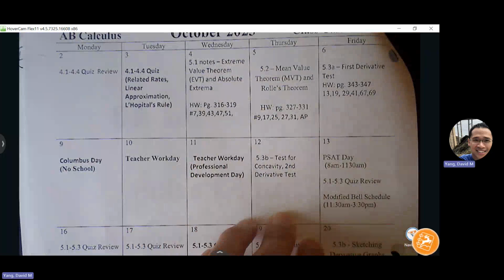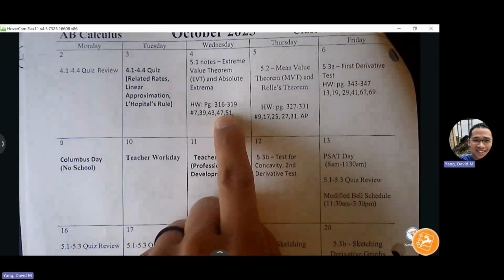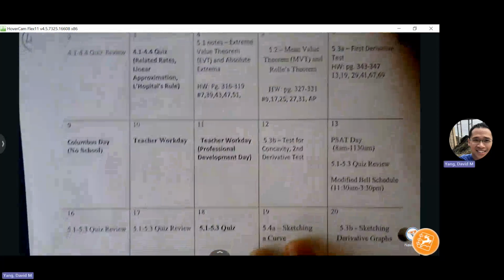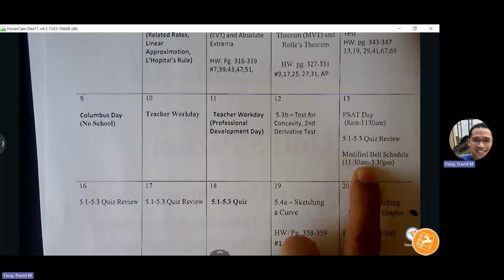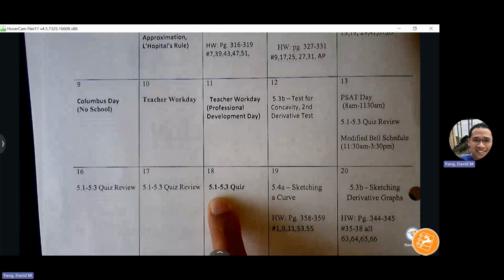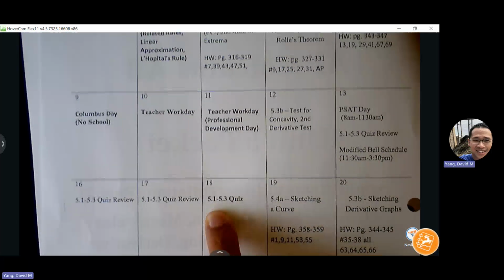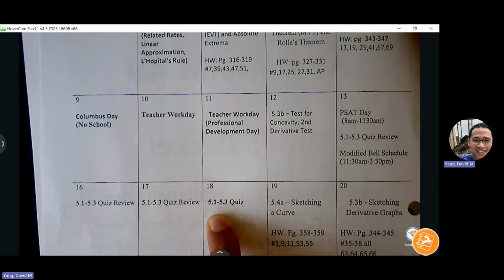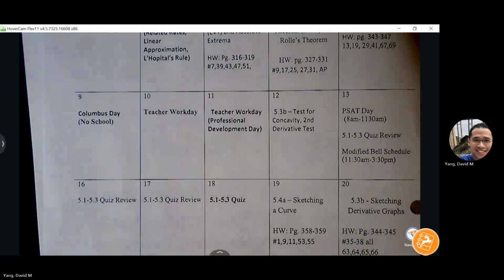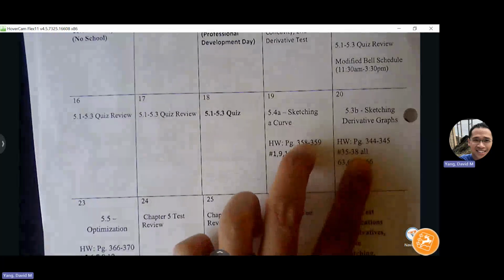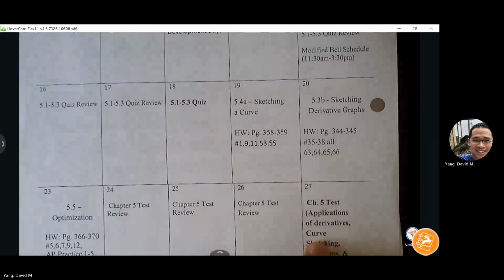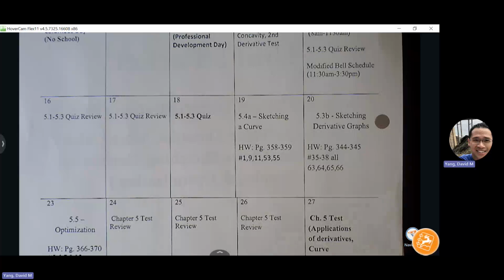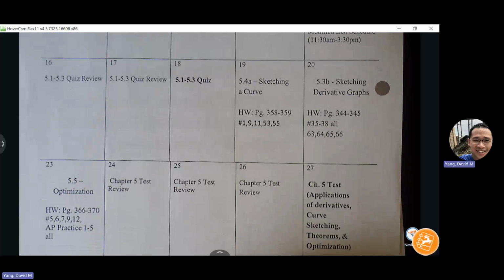But we're kind of breaking it up into two parts here. We'll have 5.1 to 5.3 between this week and next week, and then a couple of days for quiz review. And then we'll have a quiz after we get back from our extended break. And then we'll cover the remaining sections: curve sketching, derivative graphs, optimization, and then have that Chapter 5 test at the end of this month.